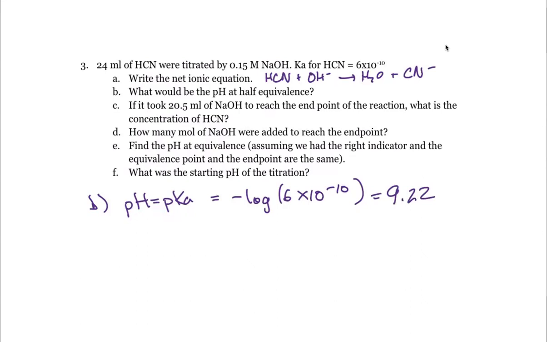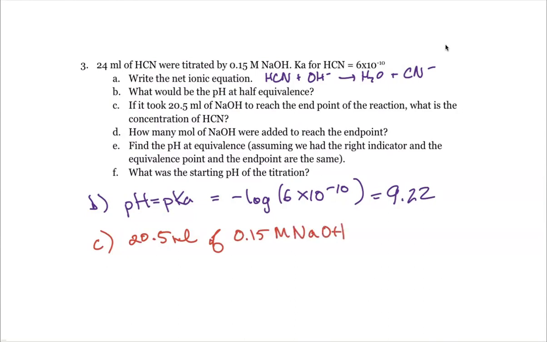C is using language here about endpoint versus equivalence point. If we have the correct indicator, as it says in E, the endpoint and the equivalence point are the same. And it's the point where we're assuming we have added the right amount of hydroxide so that its moles equal the moles of HCN. So this would be 20.5 milliliters of 0.15 molar NaOH to have the same number of moles being equivalent to 24 milliliters of the HCN.